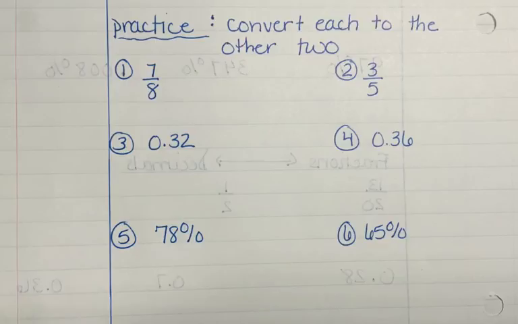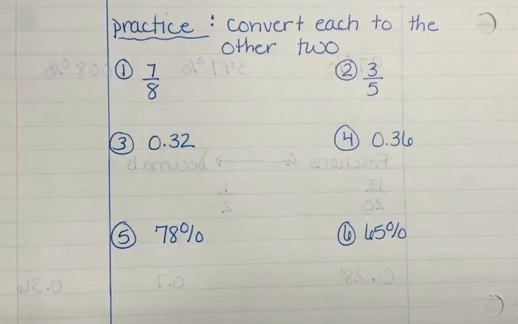Okay, what we're going to do now is just practice. So I have 6 problems here that we're going to practice, and I want you to convert each to the other 2. So that means if it's a fraction, you're going to convert it to a decimal and a percent. If it's a decimal, you're going to convert it to a fraction and a percent. If it's a percent, you're going to convert it to the decimal and fraction. So you're just going to convert it to the other 2.